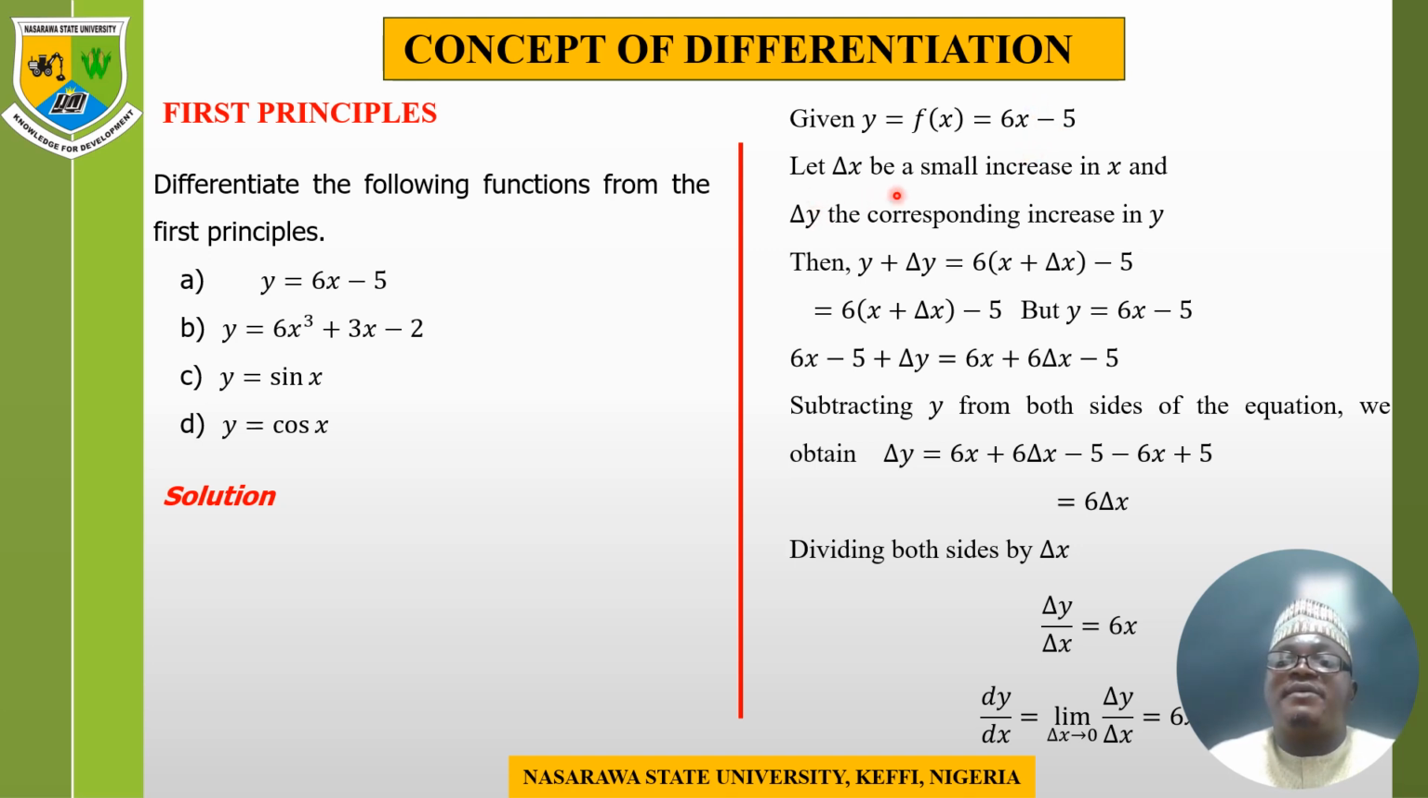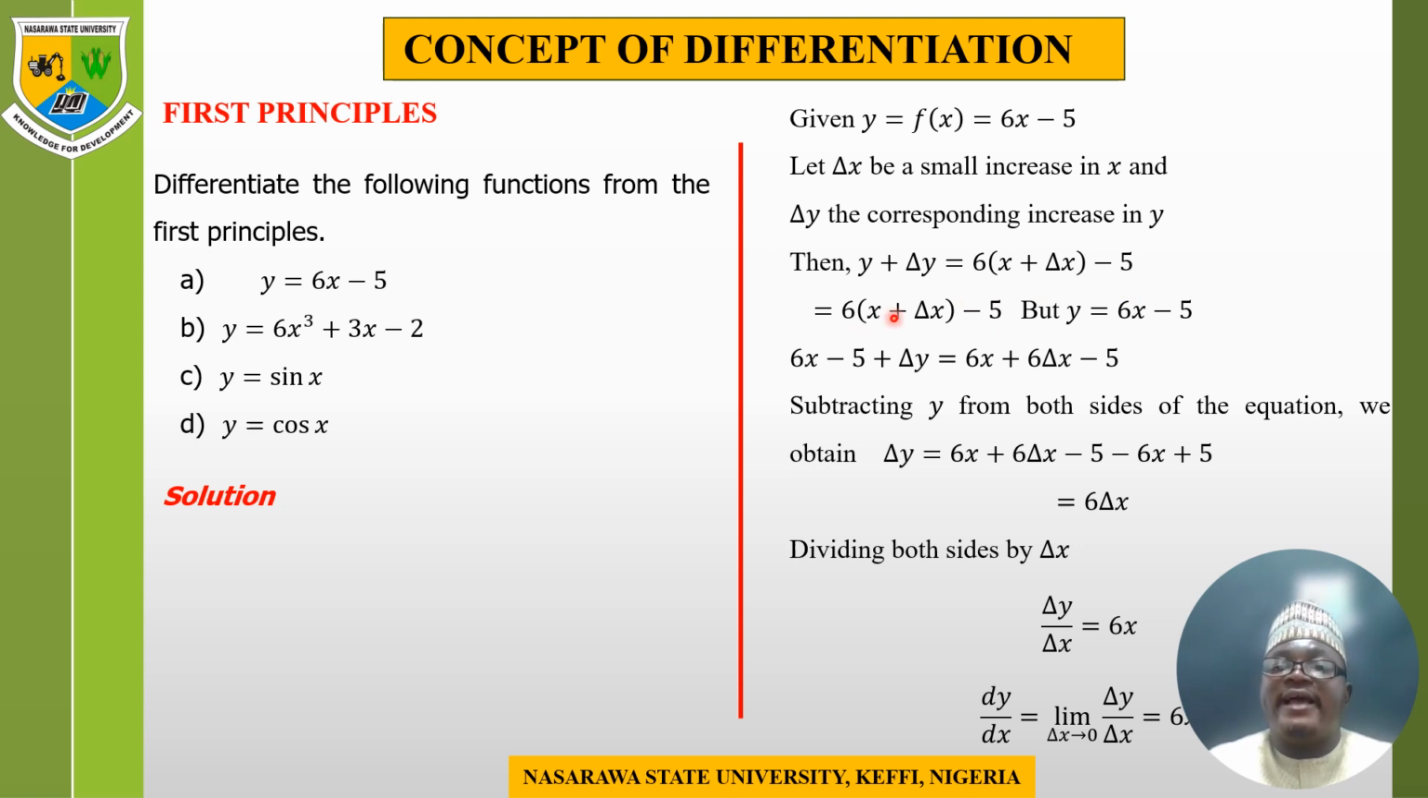Then we say let the increment of x be a small increment with respect to x, and the increment of y the corresponding increase in y. You either say increment of y or increase in y, it is the same thing. Now if you take this one, this is y with its increment, we have this. Here, x is attached to 6, so you factor out the 6 outside, then you take x plus its increment, we have this, then minus 5 here.